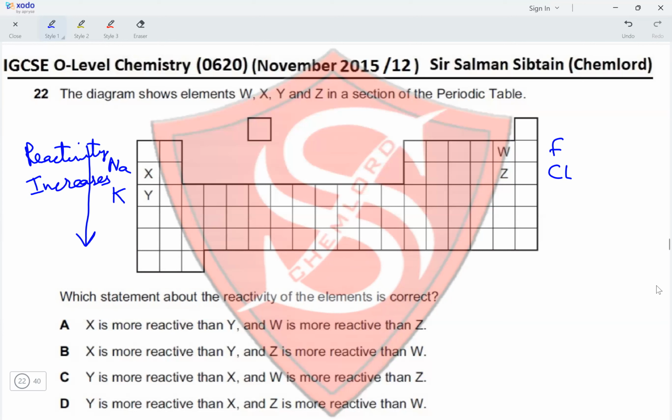And W is more reactive than Z. So this part is correct because reactivity of group 7 elements decreases down the group.